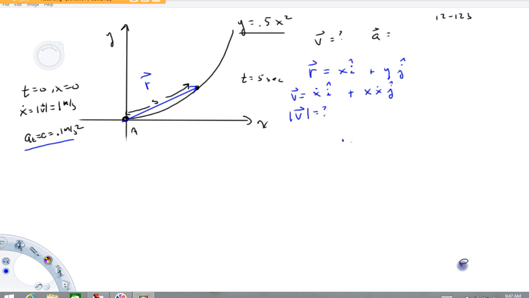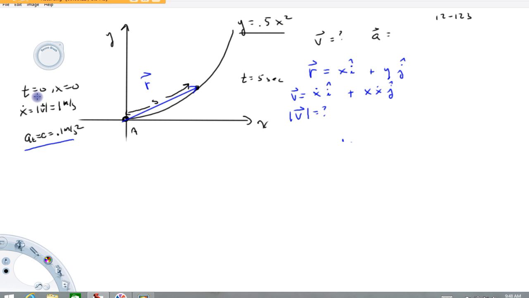The purpose of this video is to give you some advice on how to do number 123 in chapter 12 in your textbook. So what we've got is this object, represented by this sphere, that's moving along this curve defined by y equals 0.5x squared. And here are some conditions.